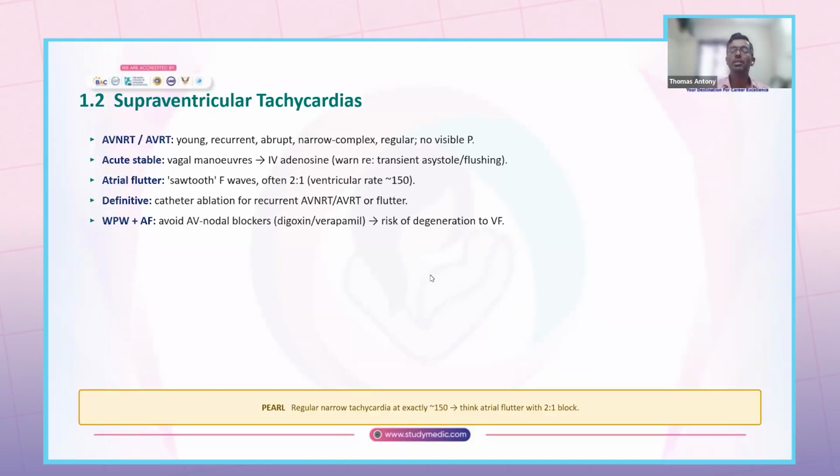So what is happening here is, if we give AV nodal blockers like digoxin or verapamil, the effect of the AV node is blocked. When a pathway is blocked completely, the impulses choose to take the alternate pathway which is already present, like in WPW syndrome. So all the impulses which were initially at least partially blocked by the AV node are redirected into the ventricle. So it can lead to ventricular fibrillation.